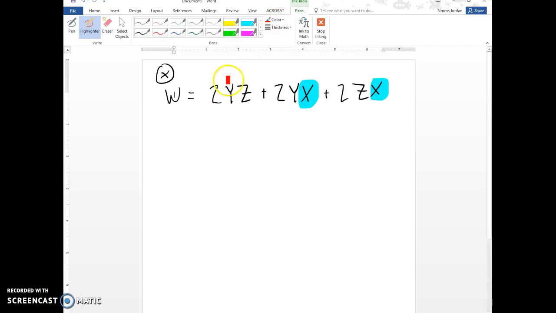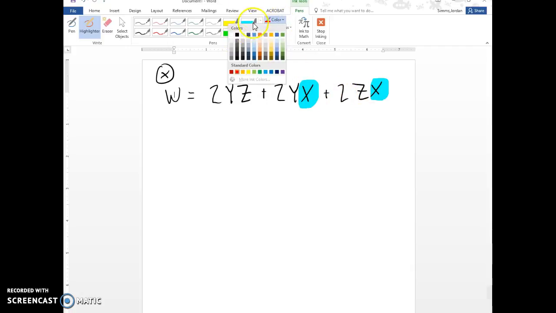First thing I want you to notice is that we have three terms. A term is a number or a group of numbers separated from another group of numbers by an addition sign or a subtraction sign. So right now we have three terms, right? Here's our first term, second term, third term.